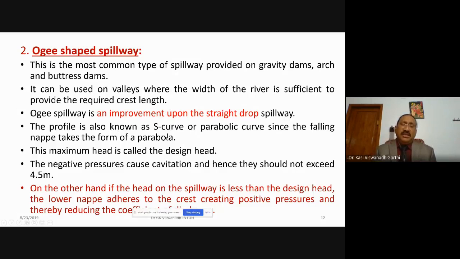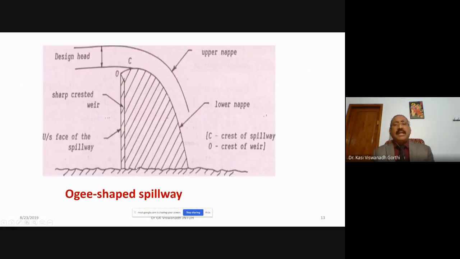So we need to provide the design head, and corresponding to that, we have to see that there is no cavitation occurring because of the presence of negative pressures. So this precaution is required to be taken. You can see a simple shape of an ogee shaped spillway is provided here.